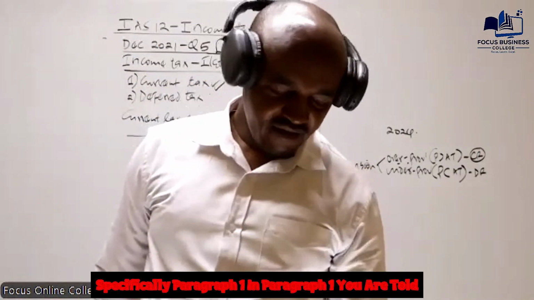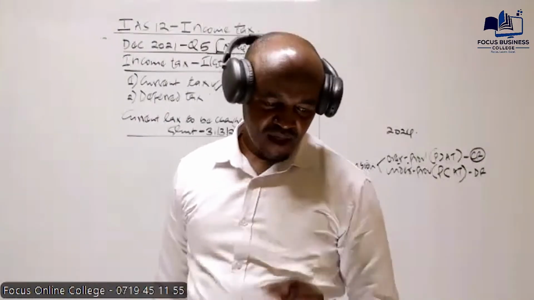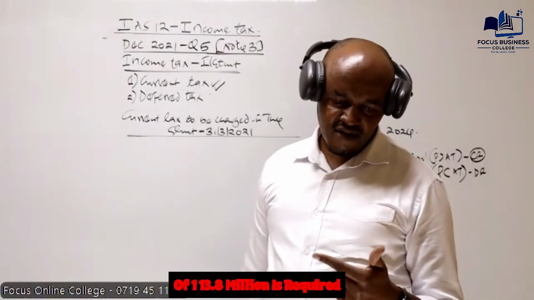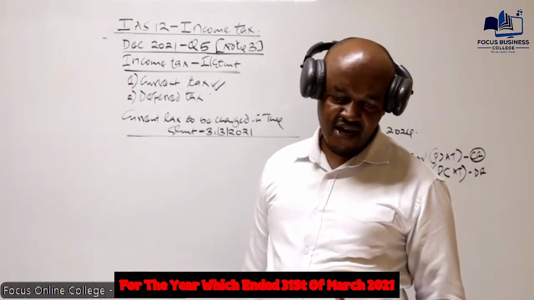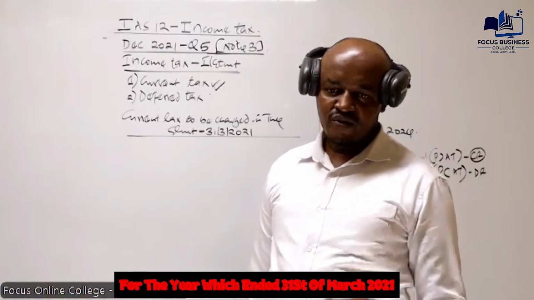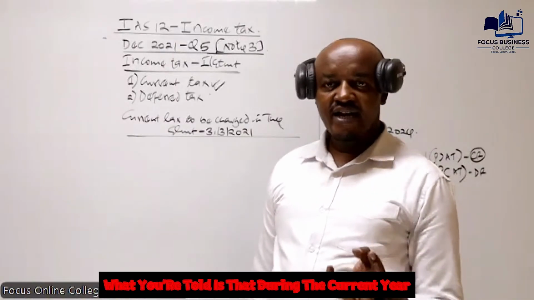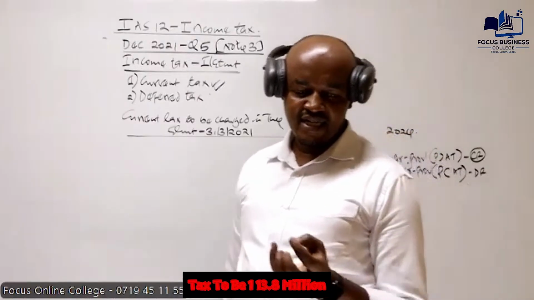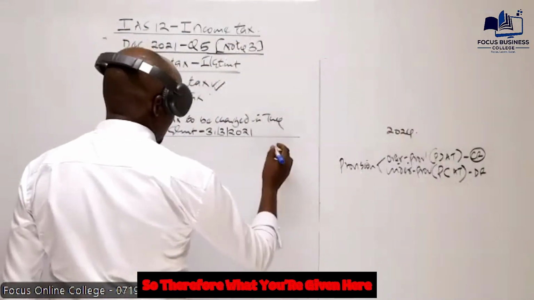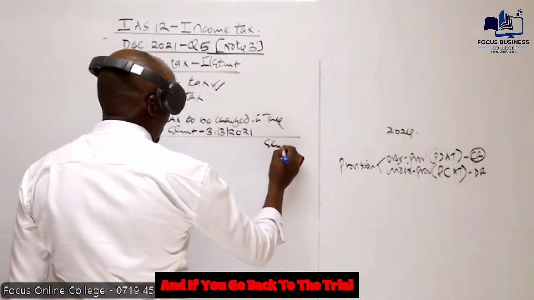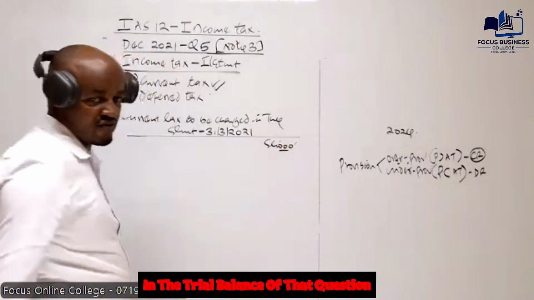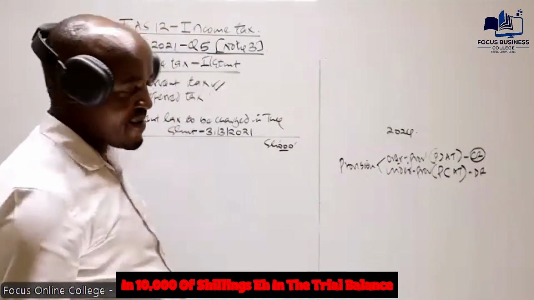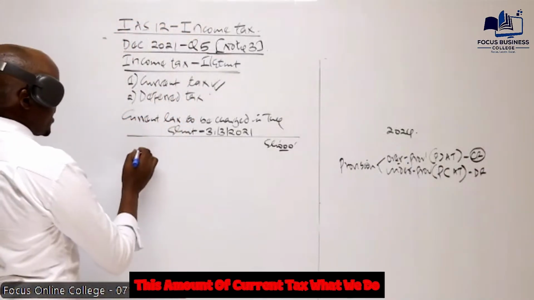specifically paragraph 1. In paragraph 1, you're told Babu Limited estimated that the income tax provision of 113.8 million is required for the year which ended 31st of March 2021. So basically what you're told is that during the current year, the company estimated the income tax to be 113.8 million. And if you go back to the trial balance of that question, you'll be able to see that the figures are given in thousands of shillings in the trial balance.